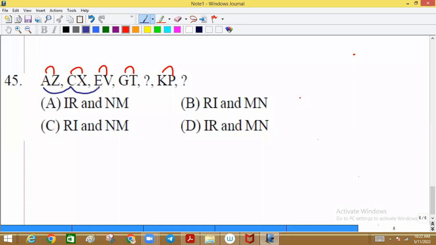A to C plus 2, C to E plus 2, E to G plus 2, G plus 2 I. So I opposite is R. I plus 2 K, K plus 2 M. So M opposite N. So your answer is IR and MN. These are the answer. Easy. Everything is increasing by 2. It is the pattern of opposite coding type of question, right?